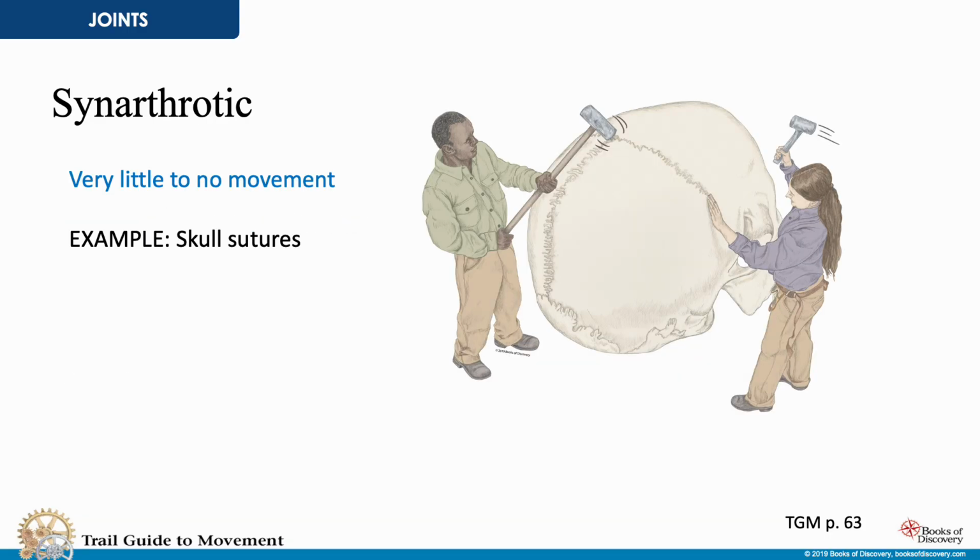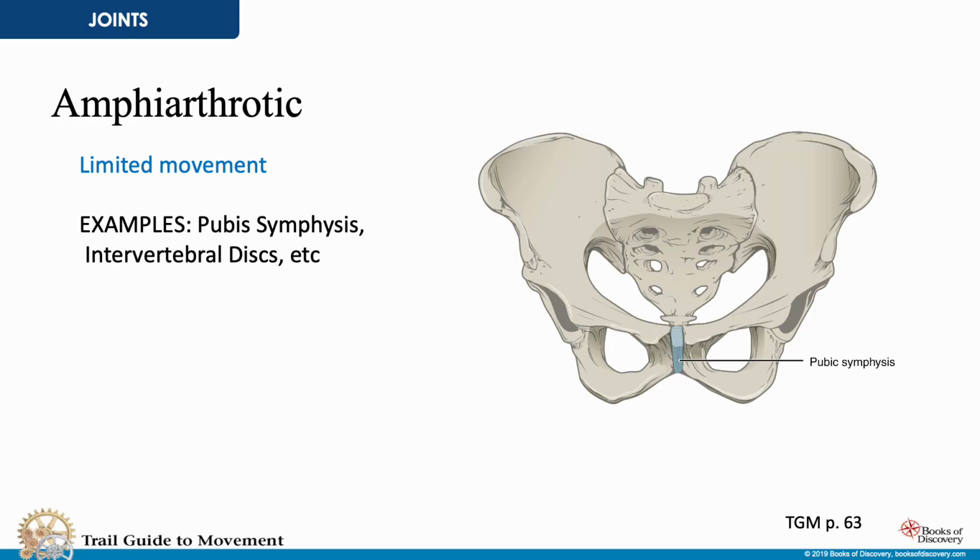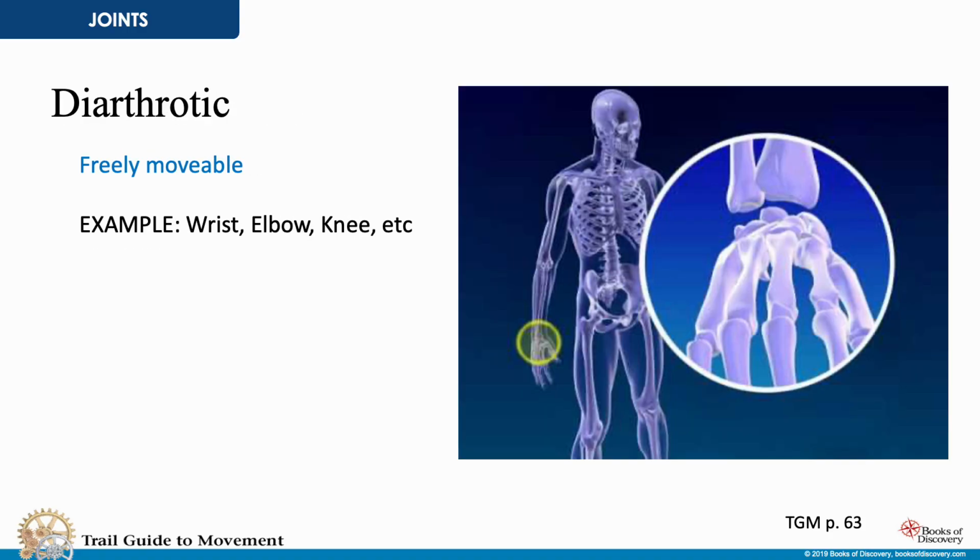Synarthrotic joints have very little to no movement. The most famous example of this is skull sutures, but there are other ones as well. Amphiarthrotic joints have limited movement. Examples are the pubic symphysis and intervertebral discs, etc. Diarthrotic joints are freely movable. Examples are wrist, elbow, knee, etc. And these are absolutely your action joints.